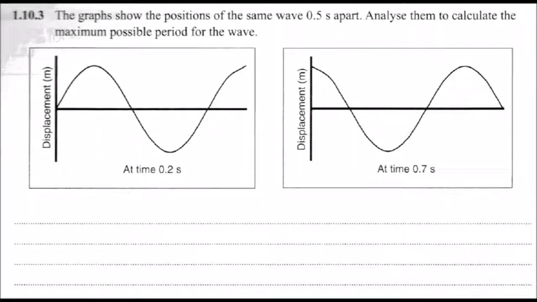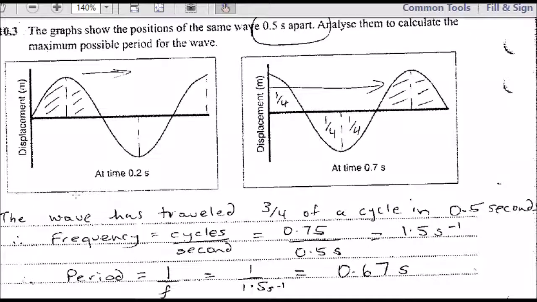Problem that we might come across for a displacement time graph. So I'll walk you through how to approach it. The question is, the graphs show the positions of the same wave 0.5 seconds apart. Analyse them to calculate the maximum possible period for the wave.